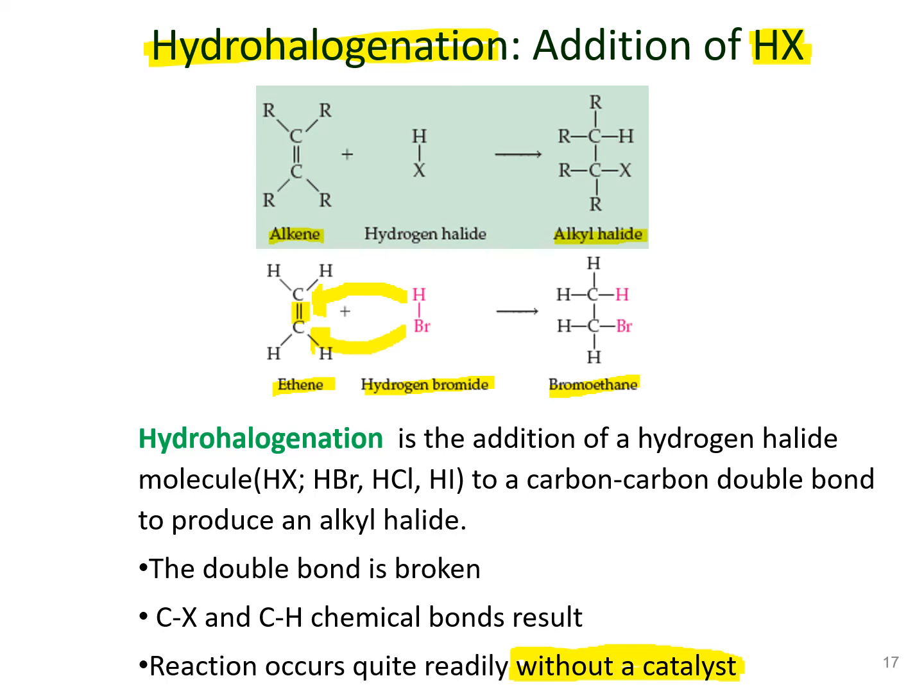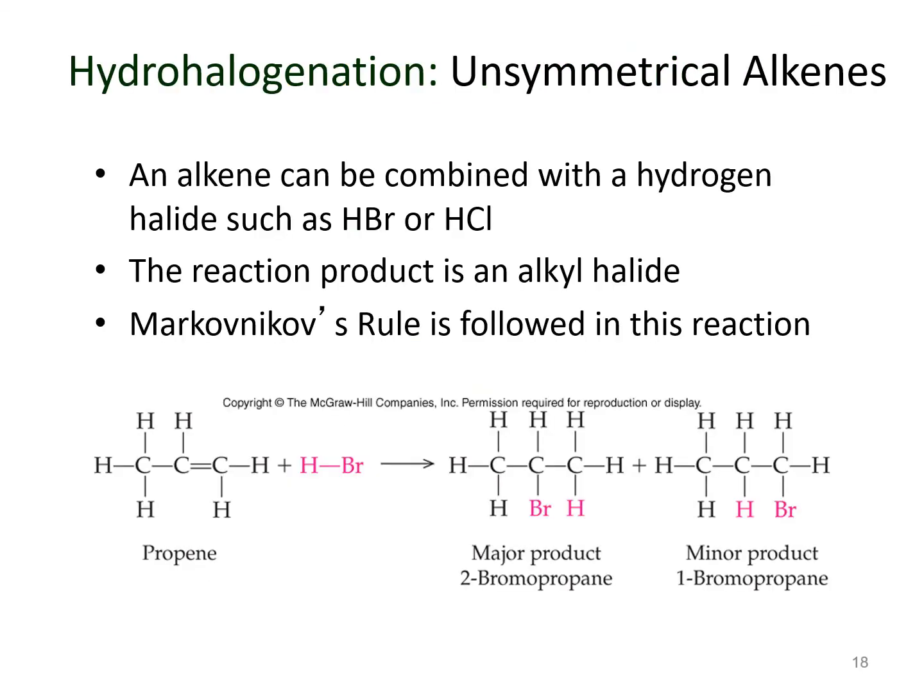Next up is also hydrohalogenation, but for the unsymmetrical alkenes. Means the bigger alkenes basically that have got 3 or more carbons, just like the propene shown here. Now the basic concept is the same, that we are going to add the hydrogen halide. One carbon of the double bond will take the hydrogen, and the other carbon will take the bromine.